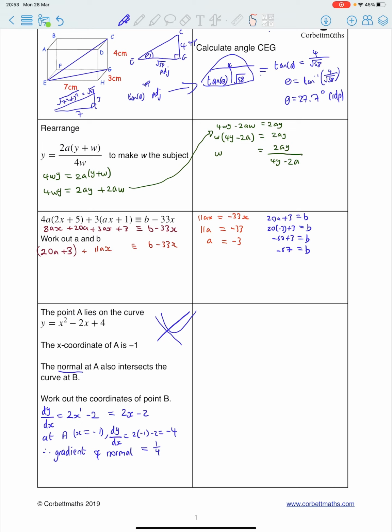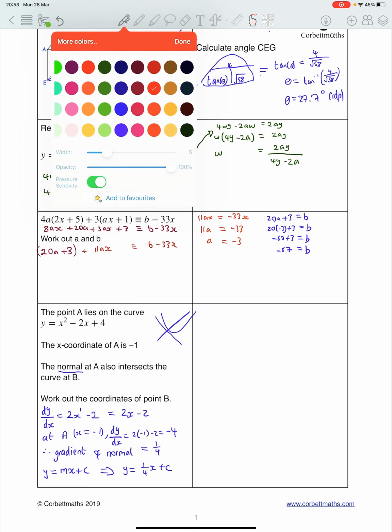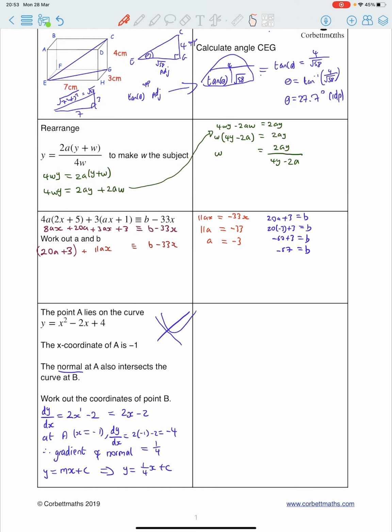Okay, and now we can use y equals mx plus c. We also know that because m equals the gradient, that is a quarter, we've got y equals a quarter x plus c. What we need to do first, though, is work out what the y-coordinate is. So the y-coordinate is minus 1 squared minus 2 lots of minus 1 plus 4, which equals 1 plus 2 plus 4, which is equal to 7. So we've got the coordinate essentially minus 1, 7.